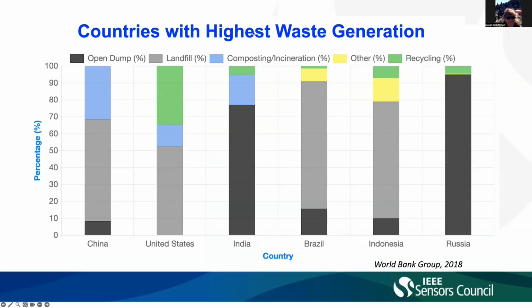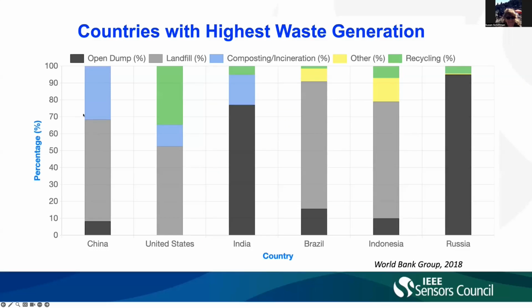What countries have the highest waste generation? Well, according to the World Bank, China, the United States, India, Brazil, Indonesia, and Russia. In this slide, I'd like you to look simply at the black and the gray. The black is waste that is put into open dumps, and the gray is what's put into landfills.